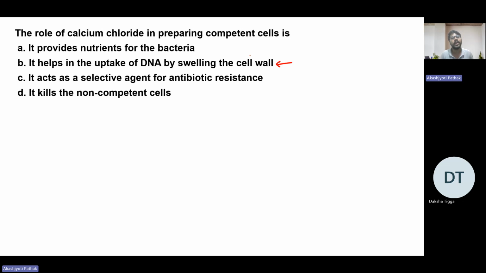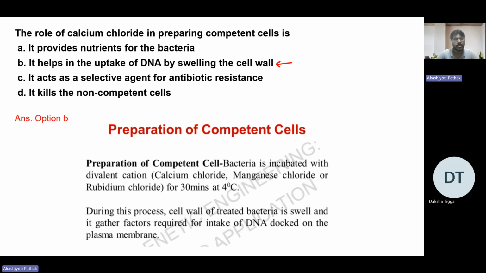So calcium chloride is only helping in the uptake of DNA by swelling the cell wall. Calcium chloride is not causing the DNA to be uptaken by the cells. For that, you have to give it a heat shock. Okay. So yes, the answer is option B.